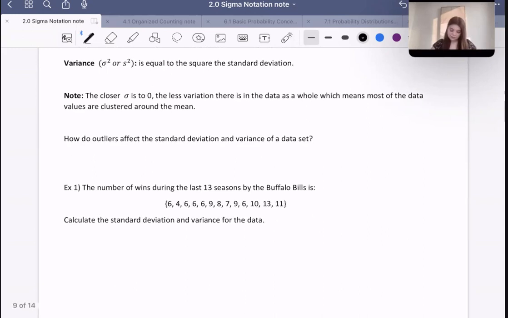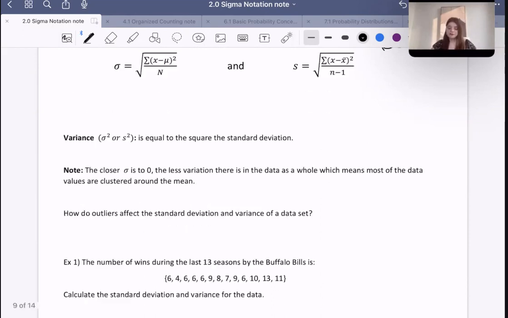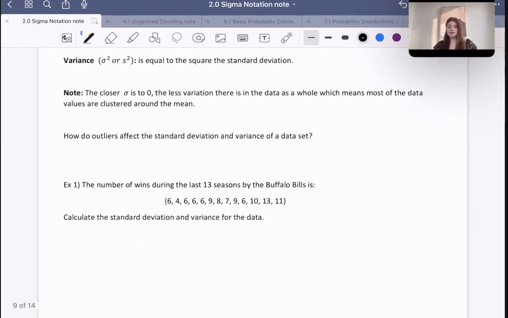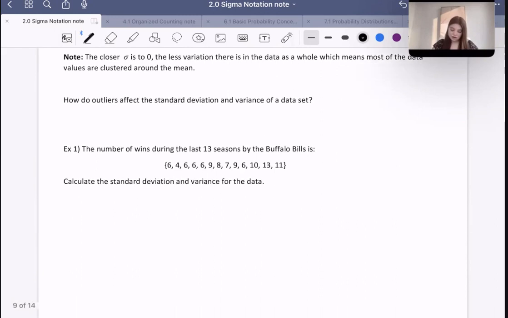Okay, so the variance is equal to the square of the standard deviation, so that's pretty straightforward. If we want to find the variance, we just don't take the square root at the end, or if we have the standard deviation already and want to find the variance, we just square it, and then bam, we're done, which is good.